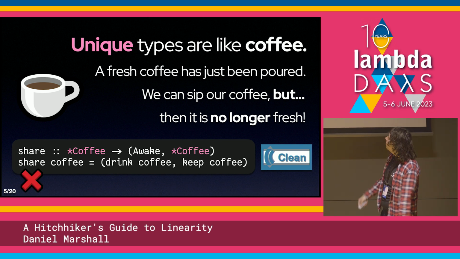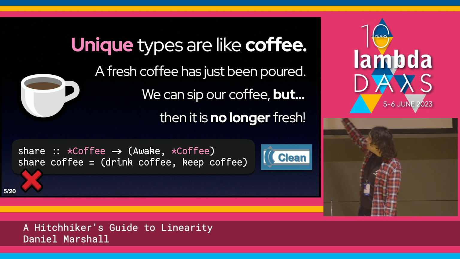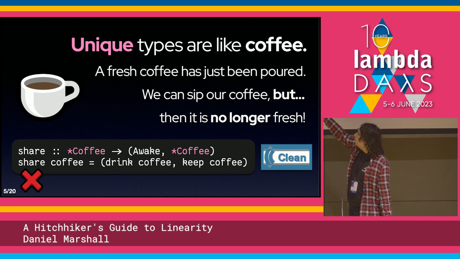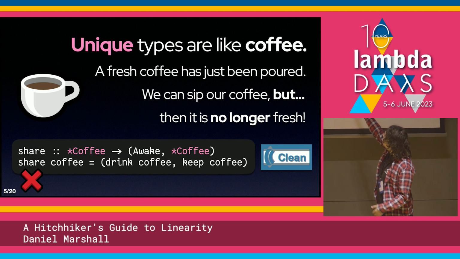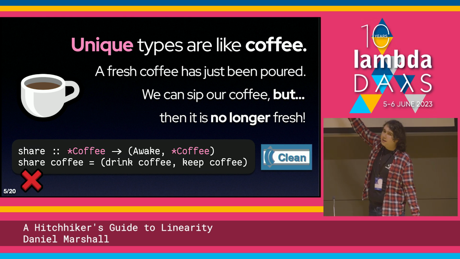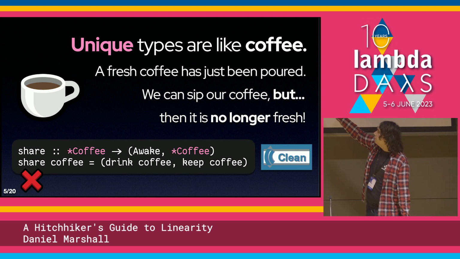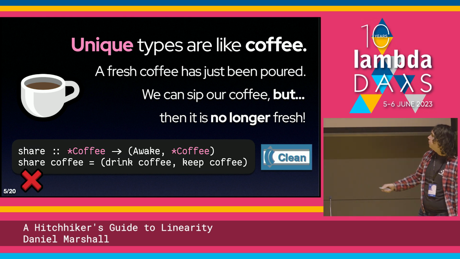Now, what's wrong with this function, and there is something wrong with this function, Clean would give us a uniqueness error here, is that on this right-hand side, we've created another reference to the cup of coffee here when we drank from it. So on this right-hand side, where we're saying the coffee is still unique, this isn't true, because now two references to the coffee exist. So we can't keep this uniqueness guarantee here.